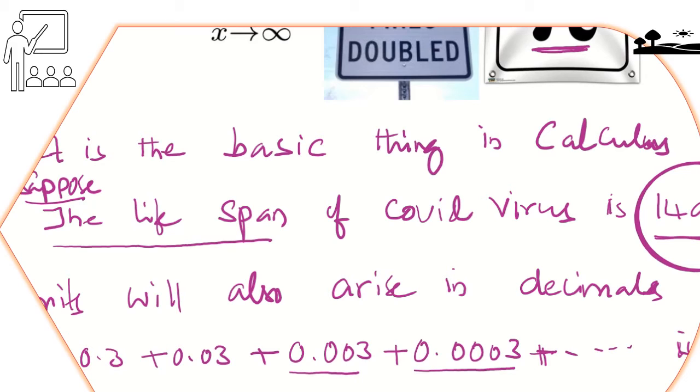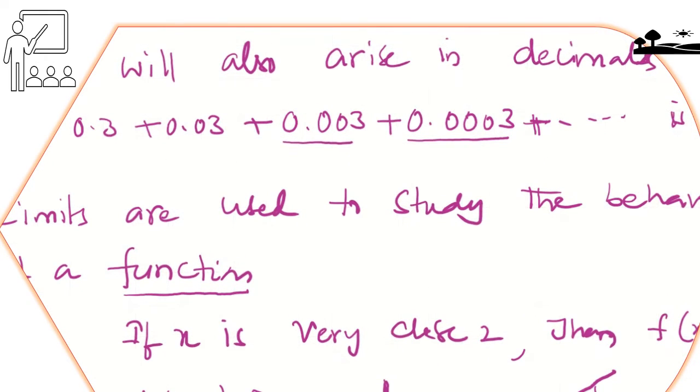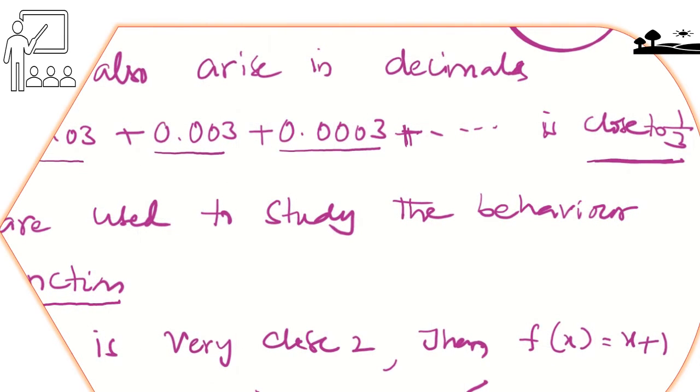And limits also arise in decimals. Based on decimals, I am giving one example. Here you can see the first term is 0.3, the second one is 0.03, the third one is 0.003, the fourth one 0.0003, plus and so forth. This is nothing but a value which is very close to 1 by 3. So 1 by 3 is given as a decimal form. So many numbers are given, and the limiting form of this is 1 by 3.